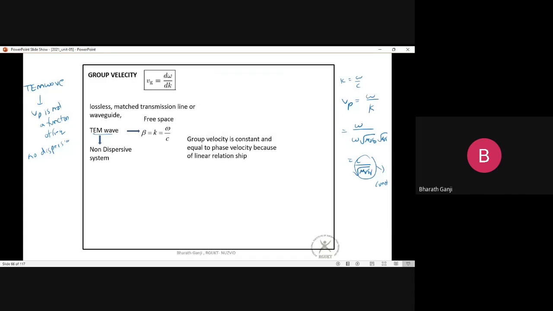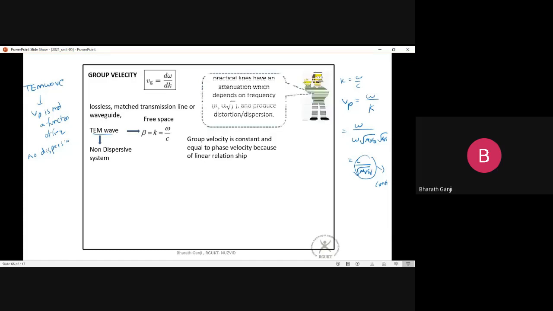But of course, practically there is dispersion. Why? Because on practical transmission lines the resistance is a function of frequency, so different frequencies will have different amounts of resistance, and because of that it leads to a distortion of the signal. Okay, so that is something completely different, that is practical analysis.